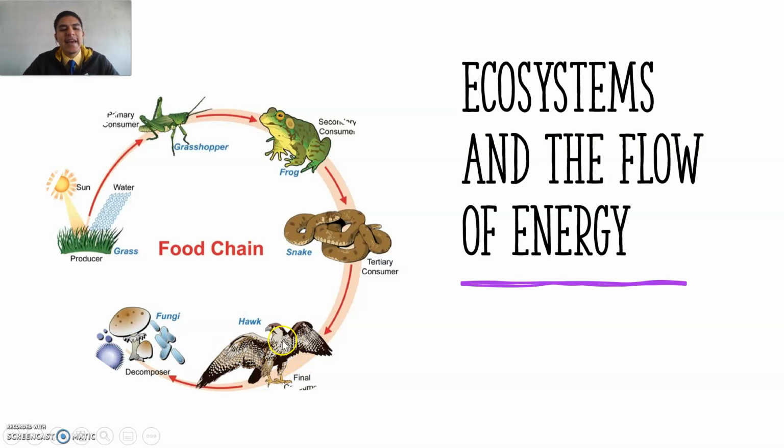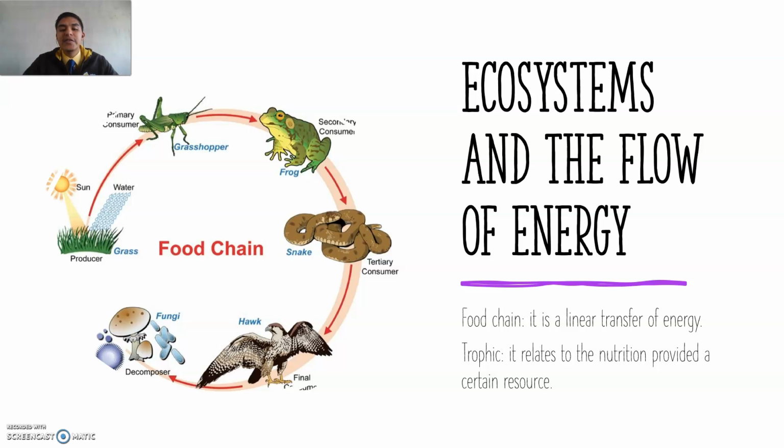So when this animal dies, there are some other organisms that are called decomposers. So when an animal dies, they are going to decompose their meat as well as their bones and everything, all of the biological material that it contains. And of course, that decomposition is going to help the producers to absorb more nutrients and continue with the whole flow of energy or with the flow of the food chain. So the food chain, it is a linear transfer of energies, just like we can notice. And trophic, it releases the nutrition provided a certain resource.